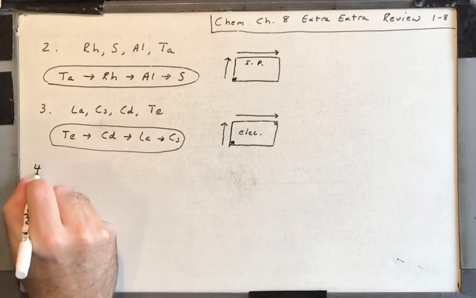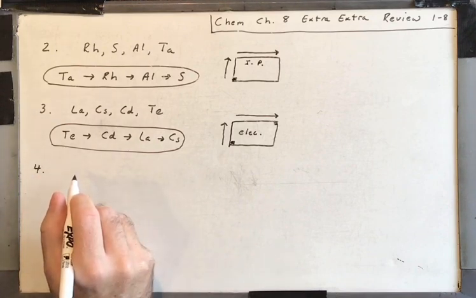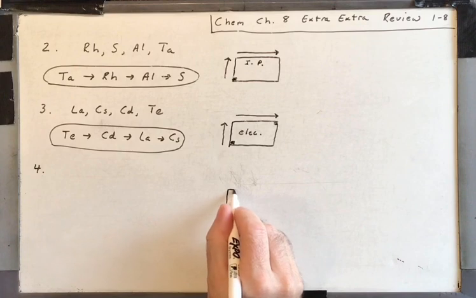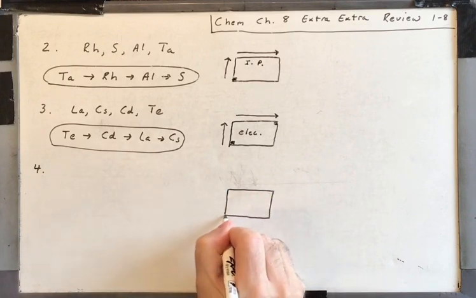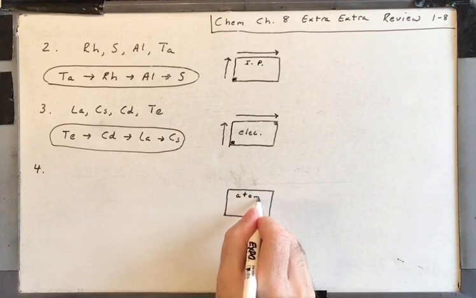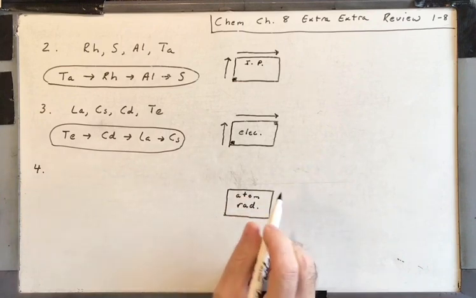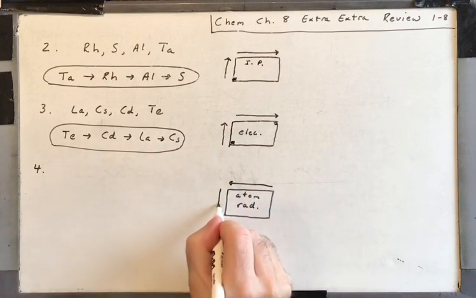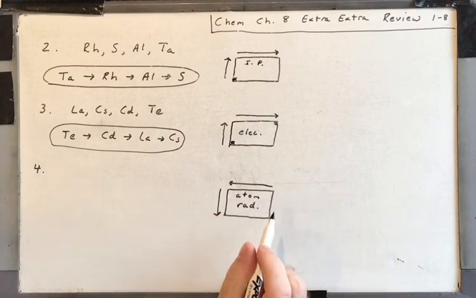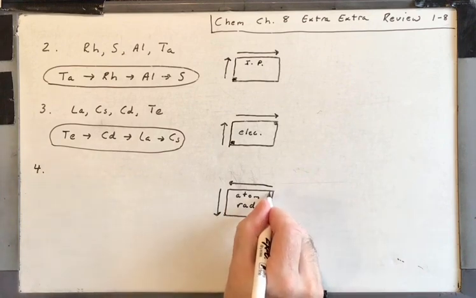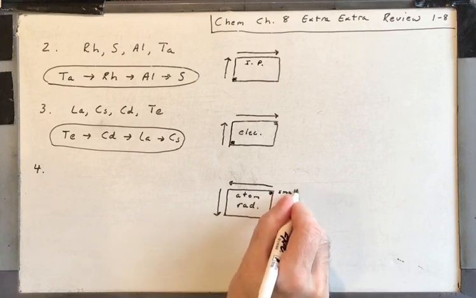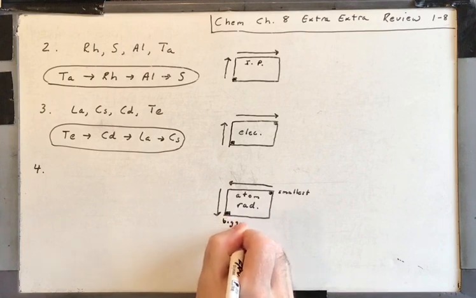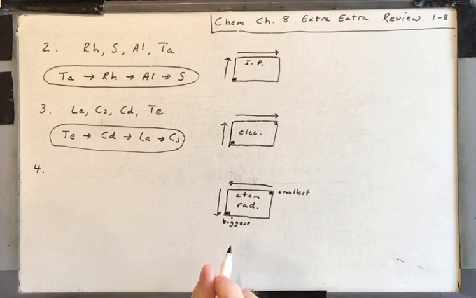Number 4. It says, order the following in terms of decreasing atomic radius. All right, decreasing. All right, atomic radius is the opposite of the other two. The smallest atoms are in the top right, and the biggest atoms are in the bottom left. Okay, so fluorine is the smallest. Francium down here is the biggest. Down here in the corner.